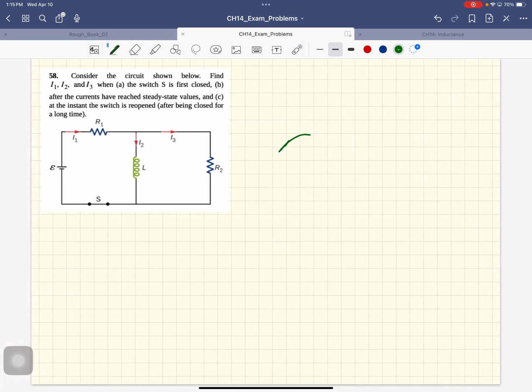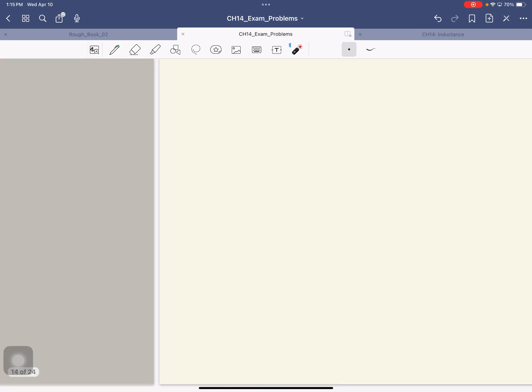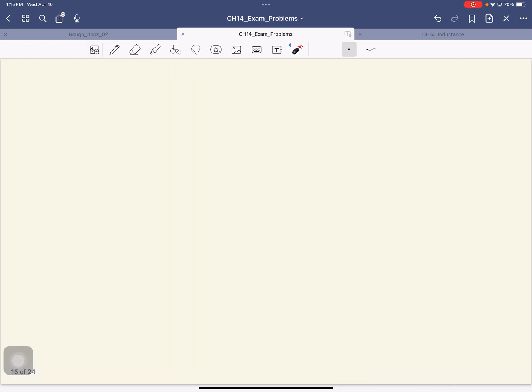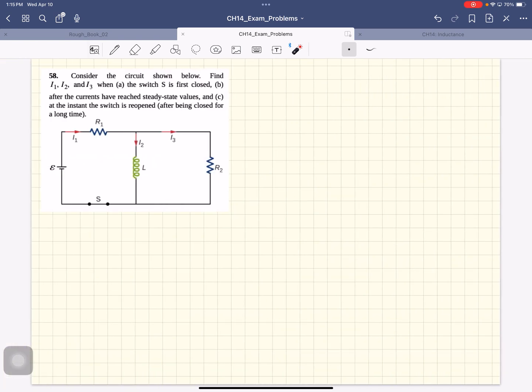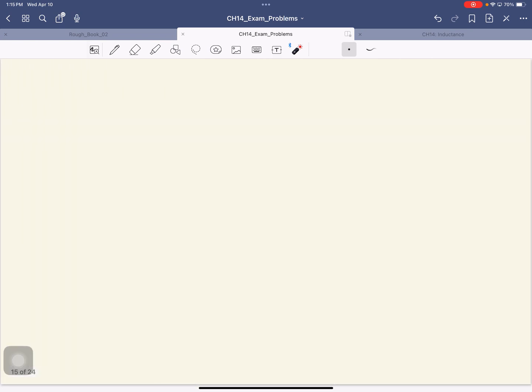We'll come back to this problem. That's a slightly involved problem, and I'll save it for last. You don't have to worry about that for the exam.